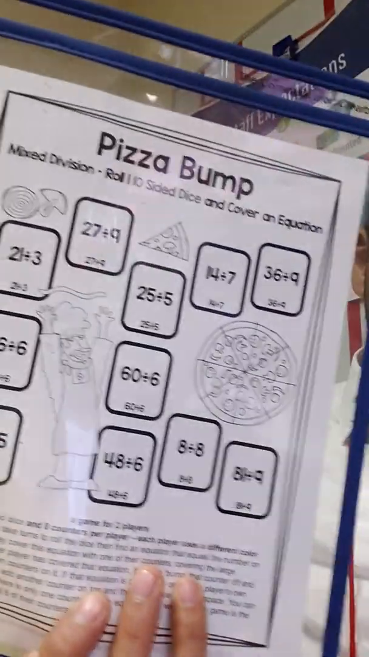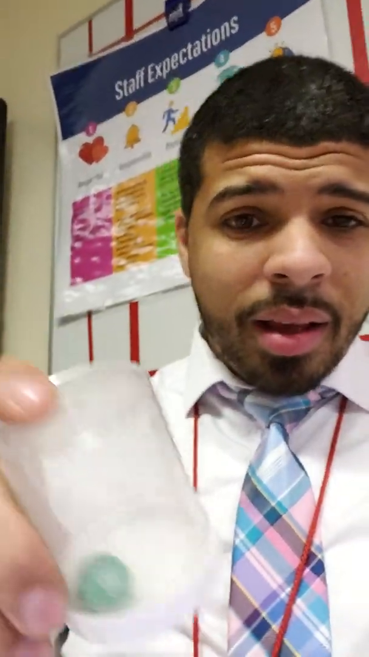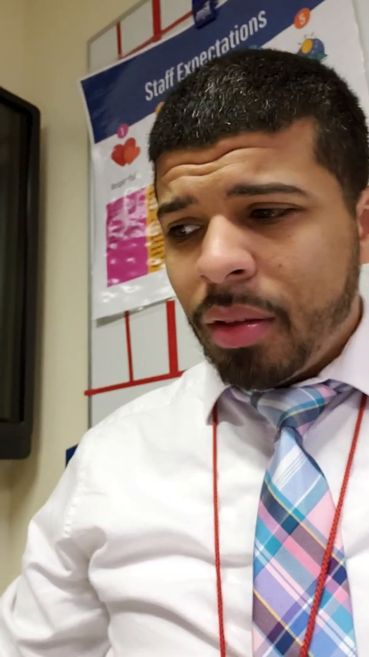Now, Pizza Bump is pretty cool because you have yourself a game board like this. You need 2 players for this game. You have a 10-sided dice inside of here. You roll that 10-sided dice. I love 10-sided dice. I think they're pretty cool. I rolled a 5. All right, so what I'm going to do here is I'm going to use one of my colored counters. I'm either going to be yellow or I'm going to be red. And I'm going to find which equation on this sheet is equal to 5.